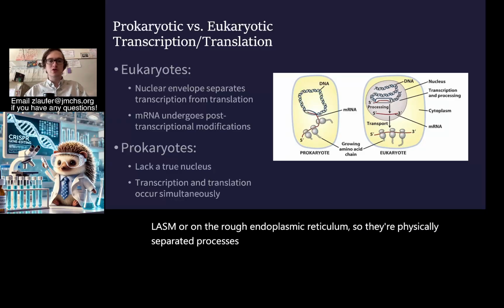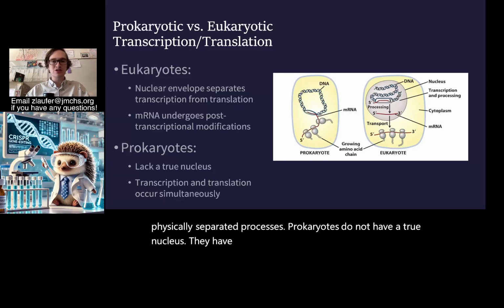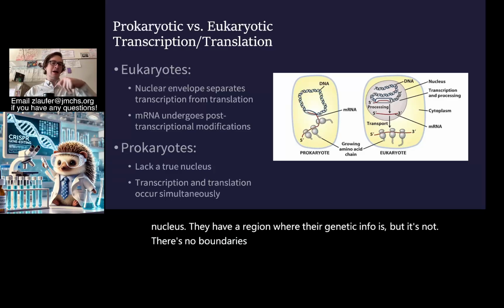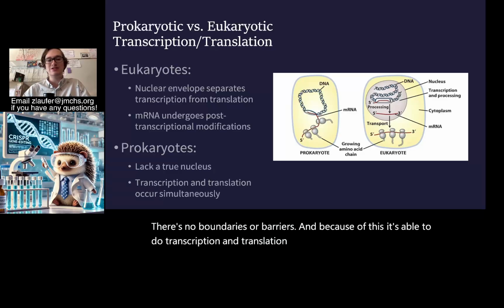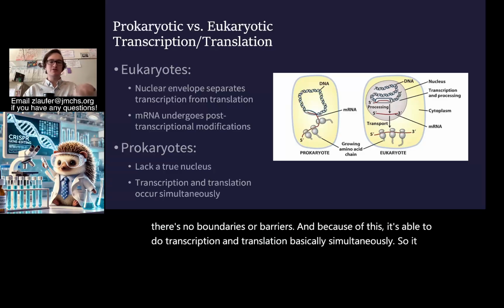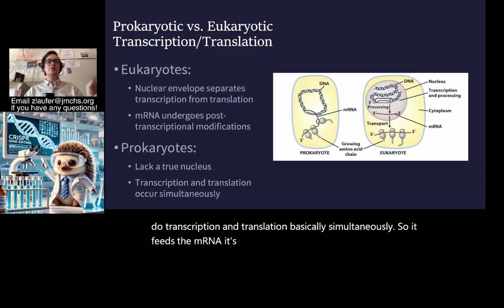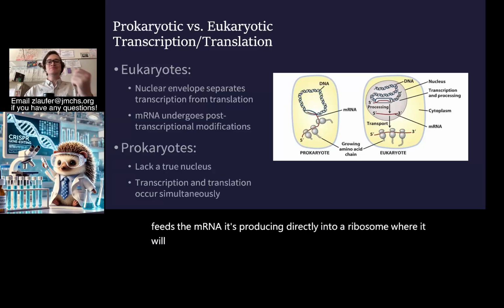Prokaryotes do not have a true nucleus. They have a region where their genetic info is, but there's no boundaries or barriers. And because of this, it's able to do transcription and translation basically simultaneously. So it feeds the mRNA it's producing directly into a ribosome where it will immediately make protein.